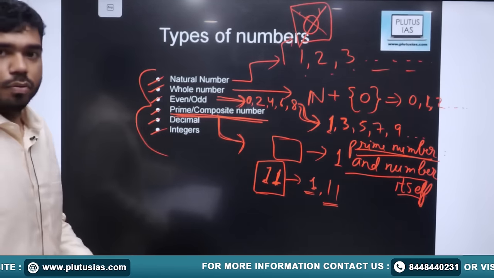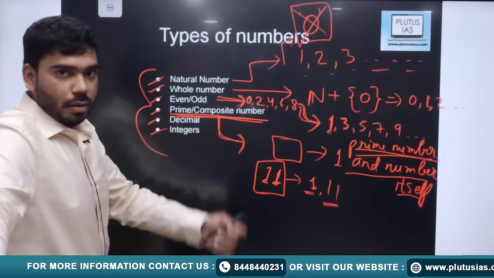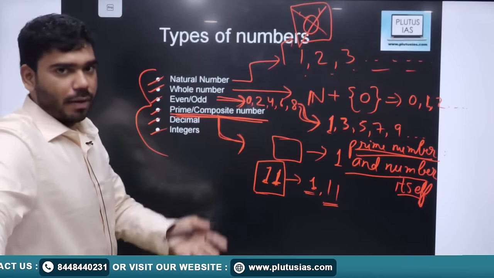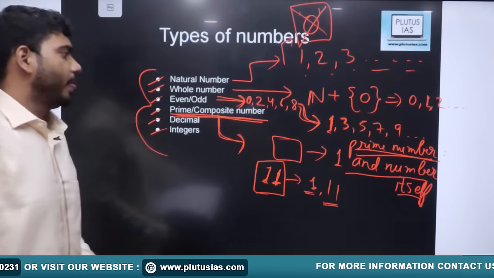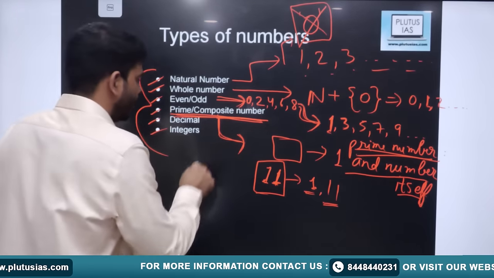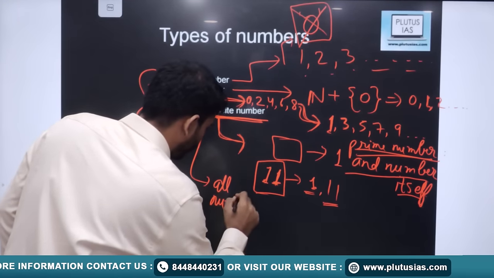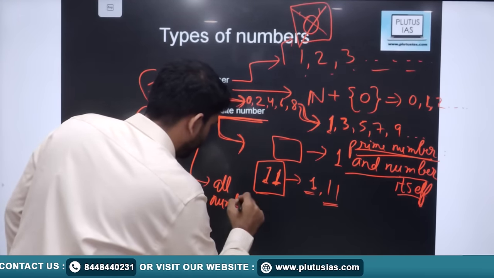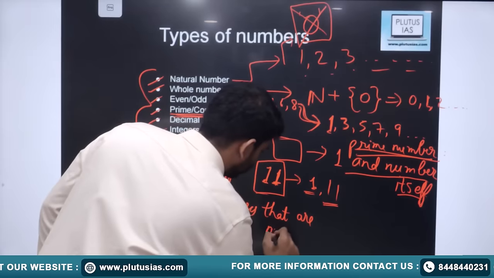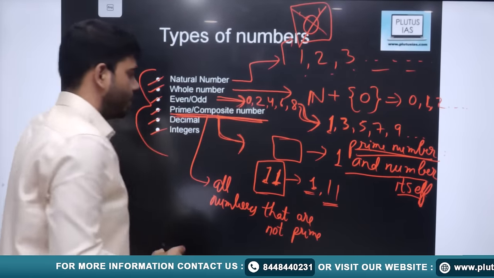Prime numbers are those numbers that only have two factors, 1 and the number itself. And all other numbers which are not prime are composite numbers. Obviously, a number can be either a prime number or a composite number. These are mutually exclusive groups. So for composite numbers, we can write very simply: all numbers that are not prime are composite numbers.